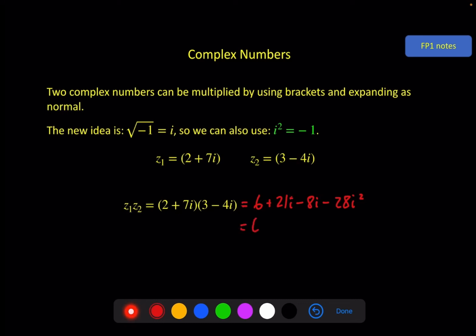So we have, if I make it really clear, 13i there, and then minus 28 times minus 1 from the i squared gives us a plus 28, and our final result is 34 plus 13i. And this is the result of z1 times z2. It's as simple as that.